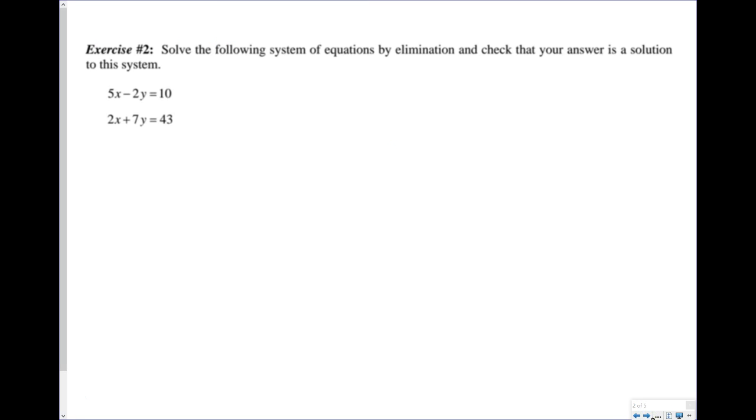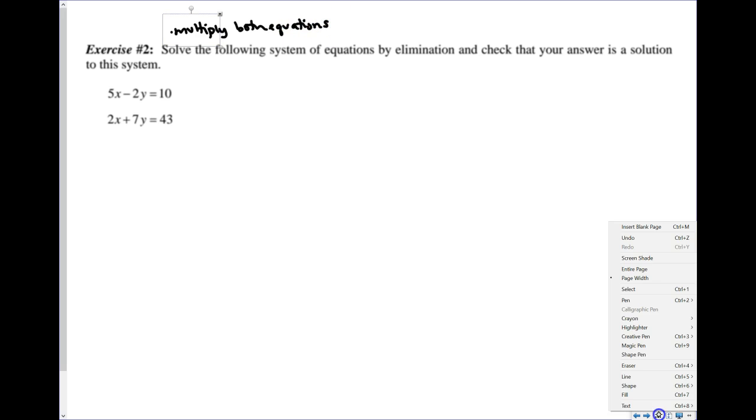Exercise 2 says solve the systems by elimination and check that your answer is a solution. Now this one's a little trickier because it's not as easy to get one equation into the opposite coefficient. We can't easily turn a 2 into a 5 or a 2 into a 7. So our issue with this one is we've got to multiply both equations. Sometimes this happens. You have to multiply both of them.